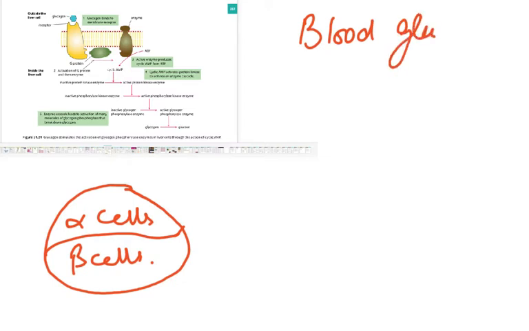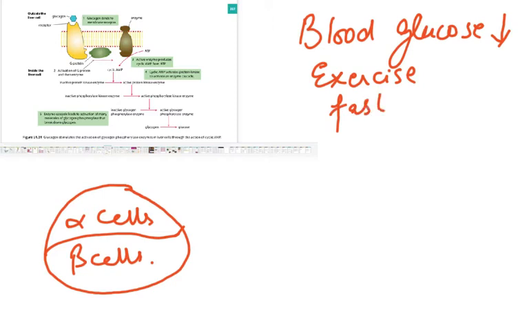now when would your blood glucose fall? When your blood glucose falls is either you're exercising or you are fasting, and these days we have a lot of people who do intermittent fasting. So your blood glucose level falls, when the normal level was between 80 to 120, and I said it maximum goes up to 200.